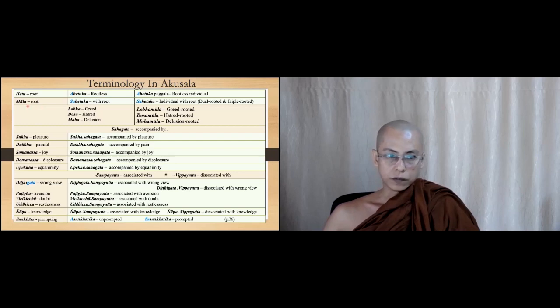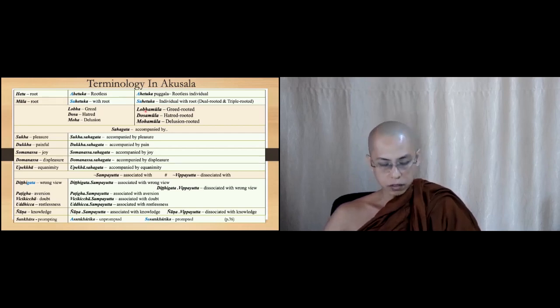Then the usage of mula comes together with the words lobha, dosa, moha: greed, hatred, and delusion. So lobha mula, greed rooted; dosa mula, hatred rooted; moha mula. In the next lesson, when we study the unwholesome consciousness, akusala citta, we will find these three categories of consciousness. Lobha mula citta, greed-rooted consciousness. Dosa mula citta, hatred-rooted consciousness. Moha mula citta, delusion-rooted consciousness.